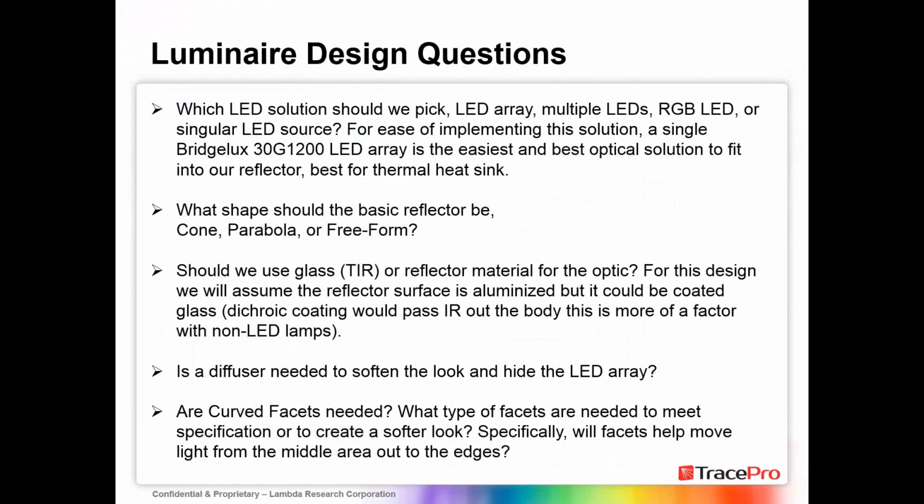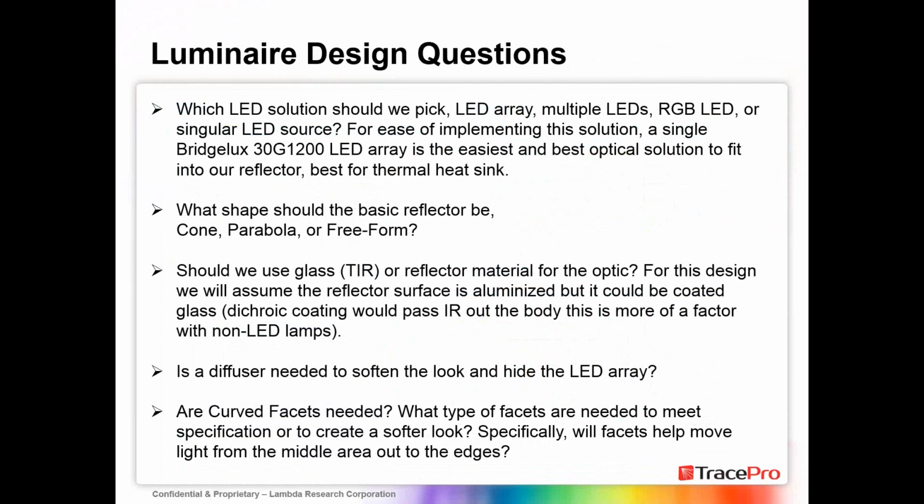So let's ask a few more questions here. Which LED solution should we pick? LED array, multiple LEDs, RGB LED, or a singular LED source? For ease of implementing this solution, a single BridgeLux 30G1200 LED array is the easiest and best optical solution to fit into our reflector, also best for a thermal heatsink. Next question, what shape should the basic reflector be? Cone, parabola, or freeform? Let's try all of them in this particular webinar.